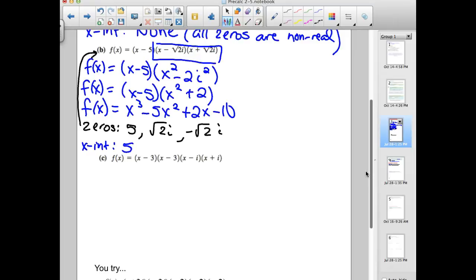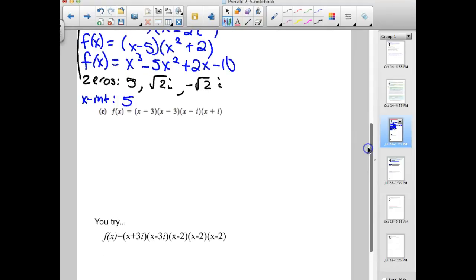All right, question 3. F of x equals x minus 3 times x minus 3 times x minus i times x plus i. Again, these are conjugates, so I would FOIL those out first. We can FOIL this one as well.